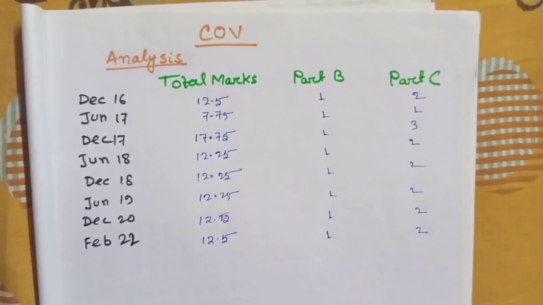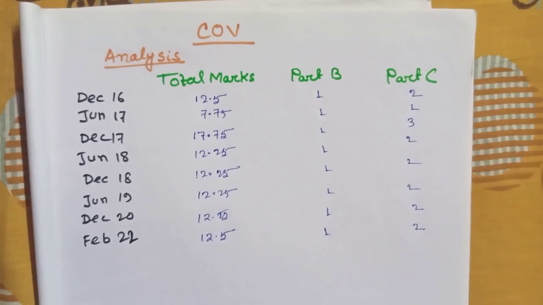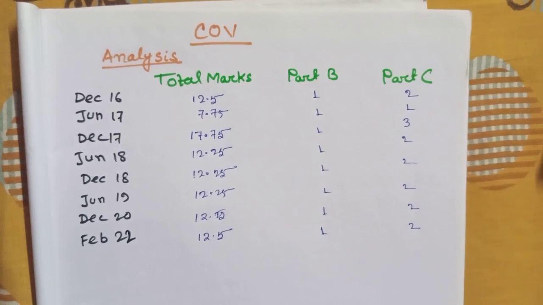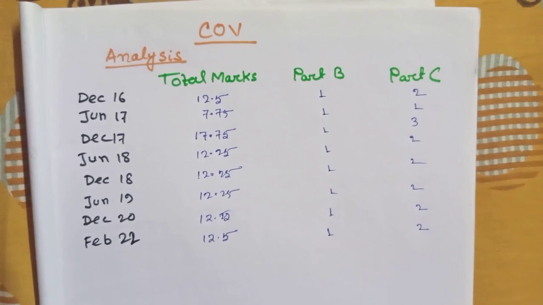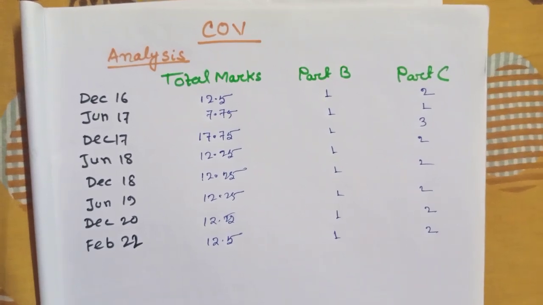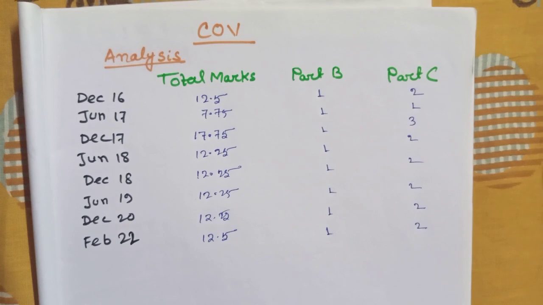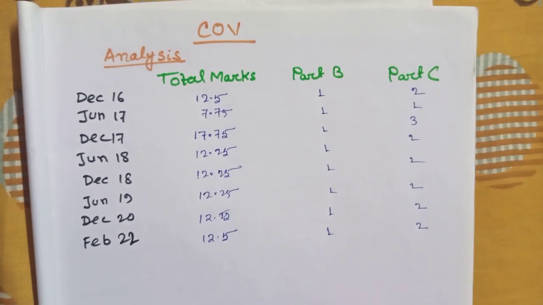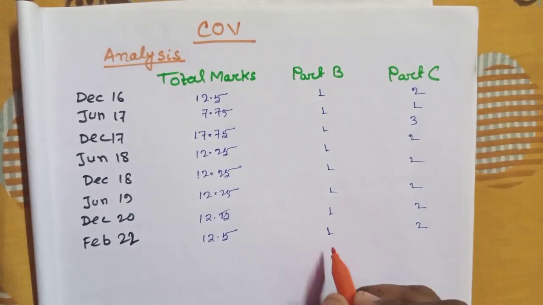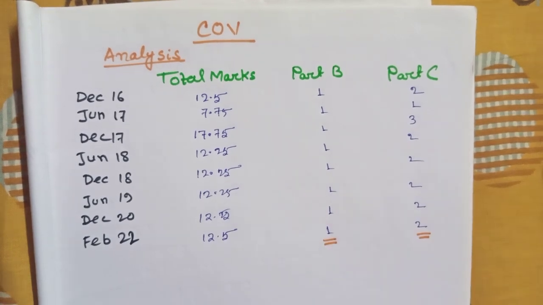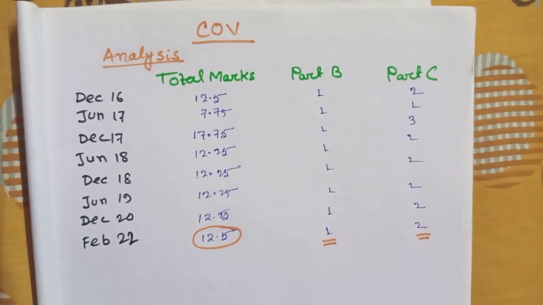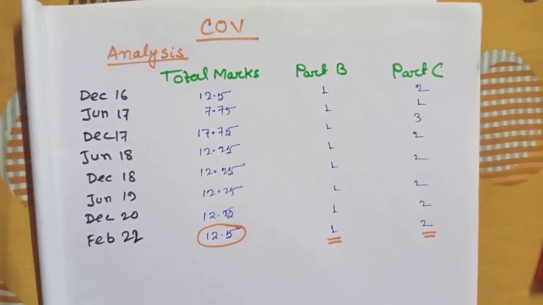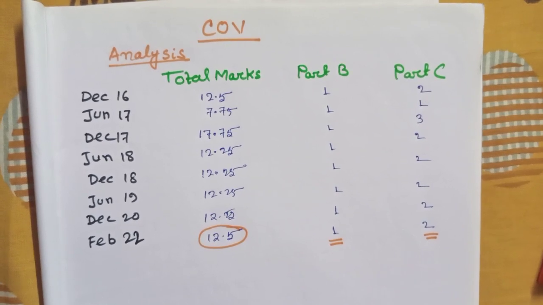Hello everyone. In this video, I will discuss calculus of variation. This chapter is very important regarding CSIR NET. You can see the marks distribution. Last year, from COV, a total of 3 questions arose, 1 in part B and 2 from part C, total 12.5 marks. So from the point of view of marks, it is a very important chapter for CSIR NET.